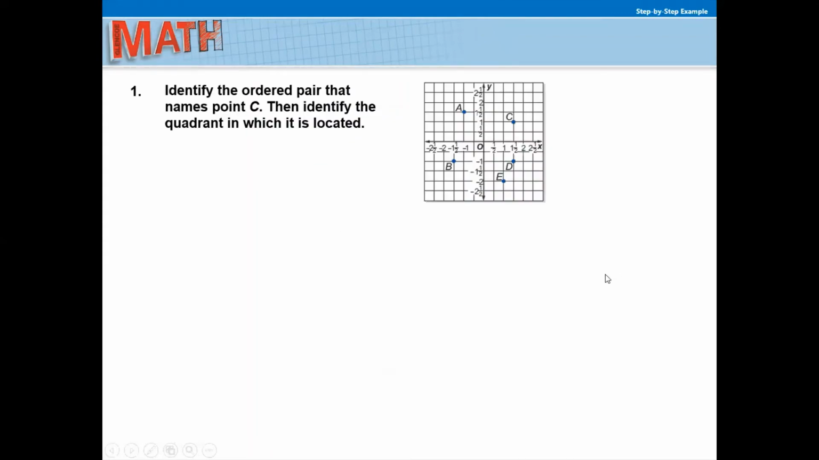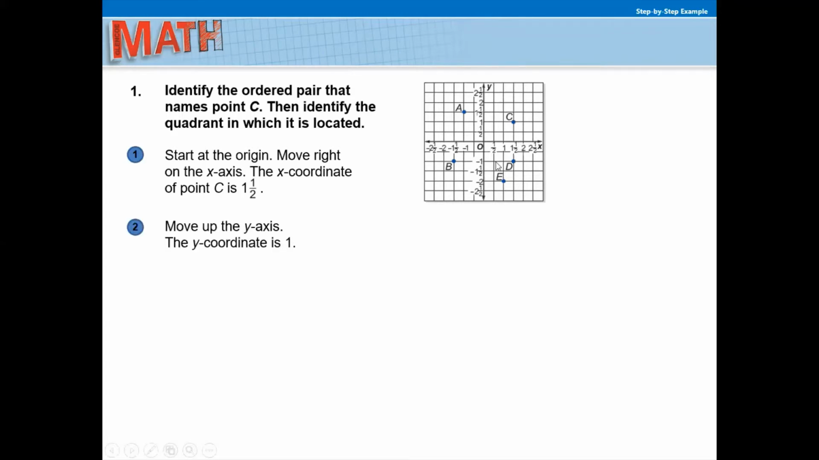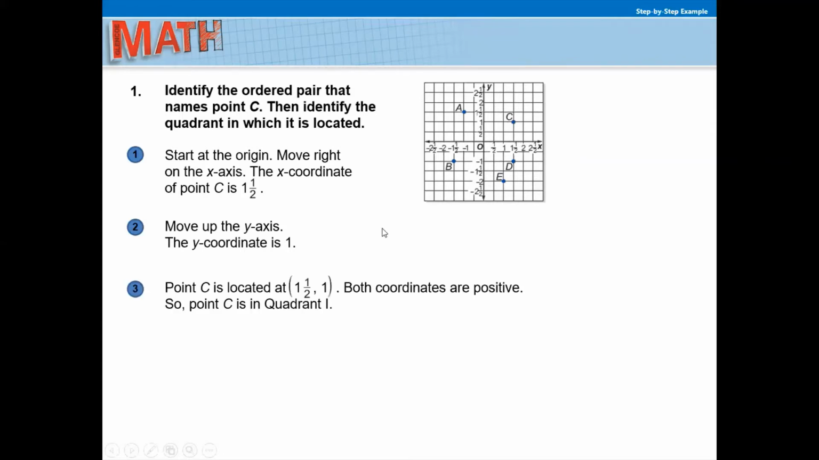Identify the ordered pair that names point C. Then identify the quadrant in which it is located. Here's point C. Start at the origin, 0, 0. Move right on the x-axis, 1.5 jumps to the right. The x-coordinate is 1.5. Move up the y-axis. The y-coordinate is 1. Point C is located at 1.5 and 1. Both coordinates are positive, so point C is in quadrant 1.